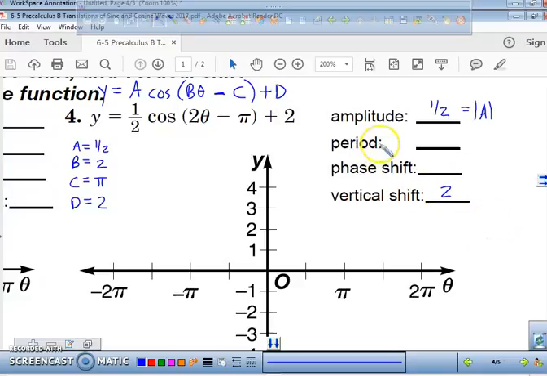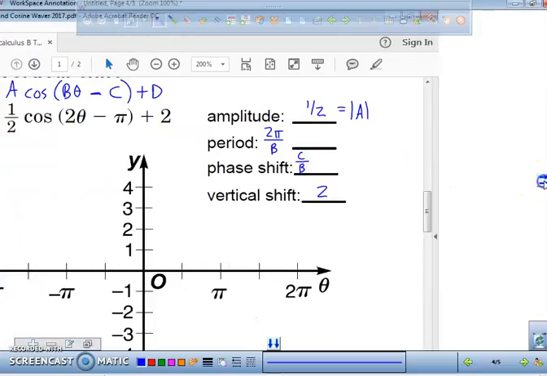Now there's a formula for the period. The formula for the period, I'm going to put the formula right here. The period is equal to 2 pi over b. So we're going to use that formula. And the phase shift is equal to the c value divided by the b value. We always start with finding the period first. Let's find the period.